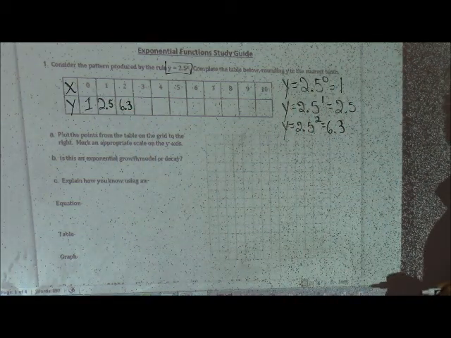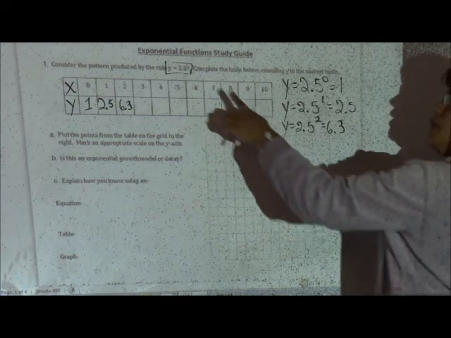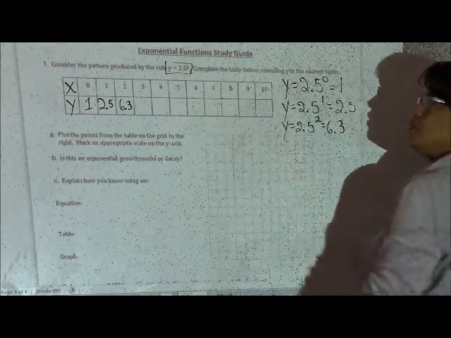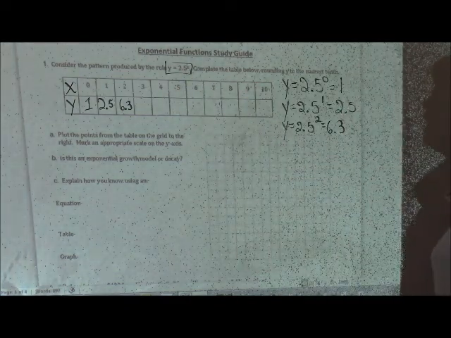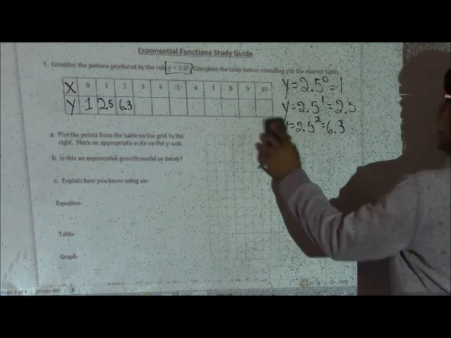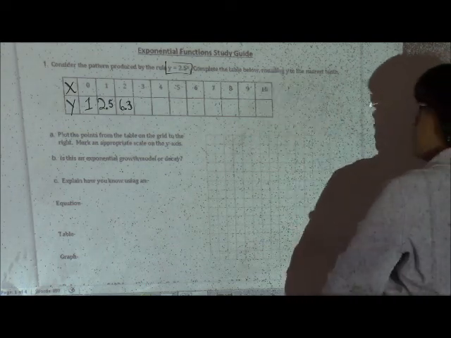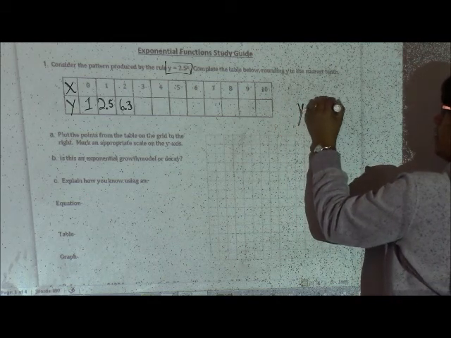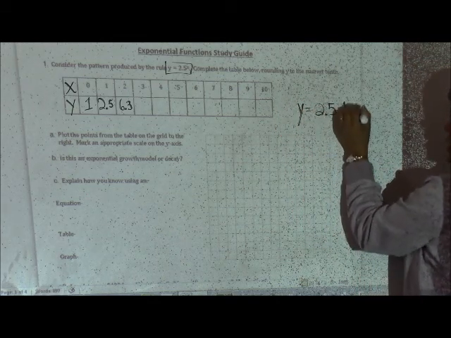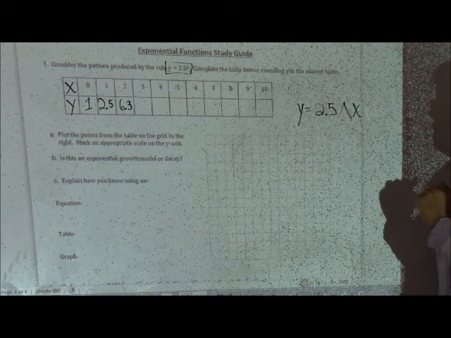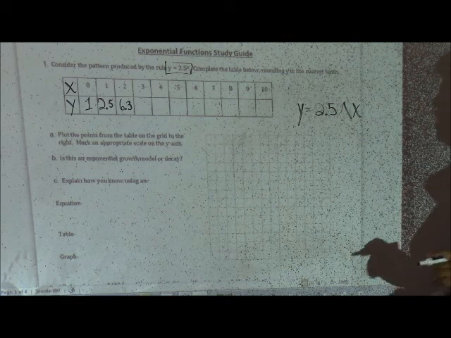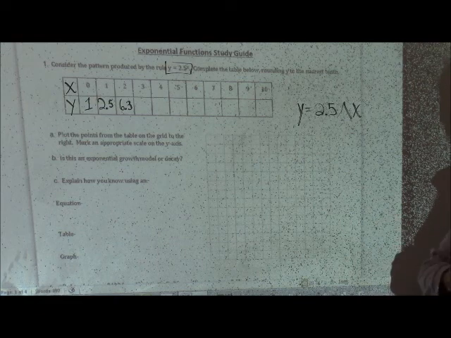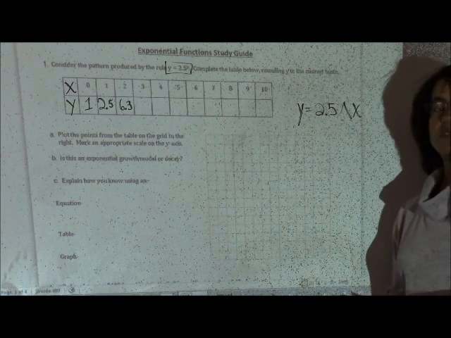The other way is you can use your graphing calculator, put in your general equation, y is equal to 2.5 to the x. And then, let me show you how you enter that, and then you can look at the table. So if you do that, you're going to say y is equal to 2.5 to the x power. And then you can look at your table by hitting second graph. So let's just do a little bit of that. I'm going to pull up the graphing calculator so I can show you that.